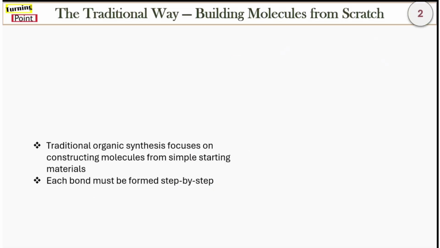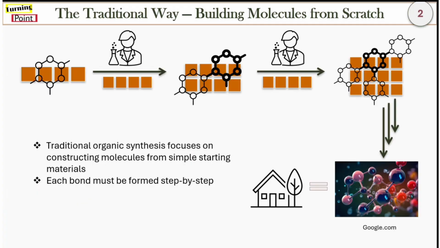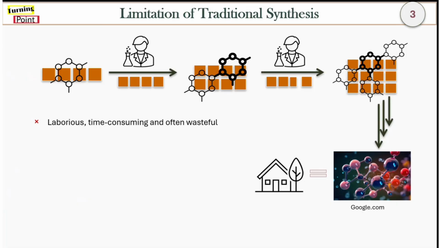In our old way, we make any complex molecule from scratch by making every bond step by step, just like an architect. How does an architect build a home? An architect builds a home by making every wall step by step. So in our old way, we chemists are also making any complex molecule by forming every bond step by step. But this method has so many limitations. It is laborious, time consuming, and often wasteful.